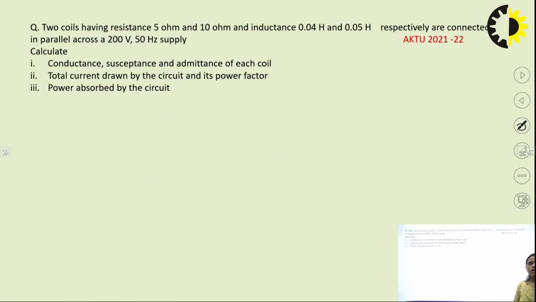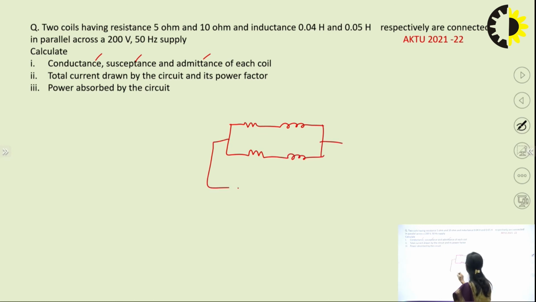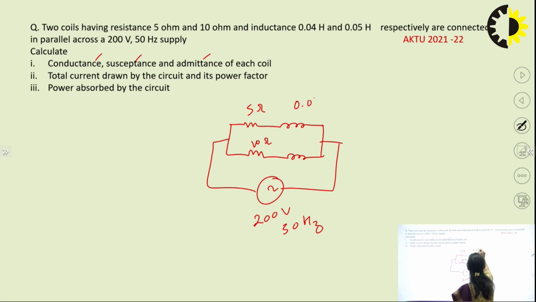Now the next question is: two coils having resistance of 5 ohm and 10 ohm and inductance 0.04 and 0.05 Henry are in parallel across a 200 volt 50 hertz supply. Calculate the conductance, susceptance and admittance of each coil, right? One coil means the resistance is here and inductor is here, then resistance is here and inductor is here. They are connected in parallel with a supply of 200 volt 50 hertz. This is 5 ohm, this is 10 ohm, this is 0.04 Henry and this is 0.05 Henry. So you have to find the conductance.